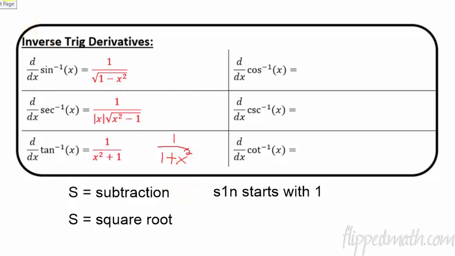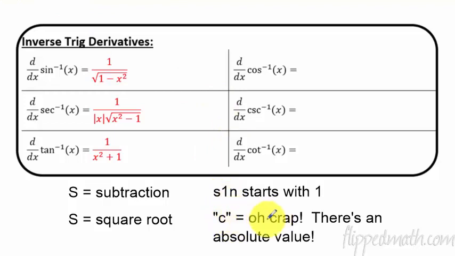And then the last one, okay, sorry, this might be a little off color for some of you if you're a little sensitive. Sorry about that. C stands for, "oh crap, there's an absolute value involved in this." So when you have the S, that's the subtraction and a square root, and then I have a C in there. Oh crap, there's an absolute value. You've got to remember that thing.